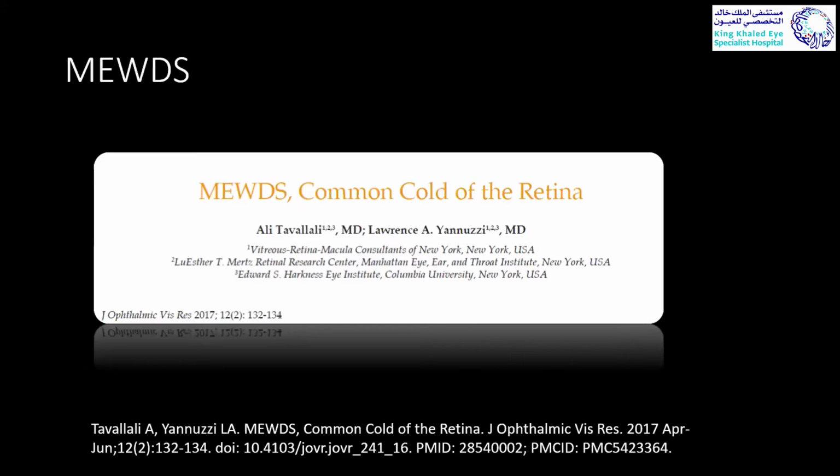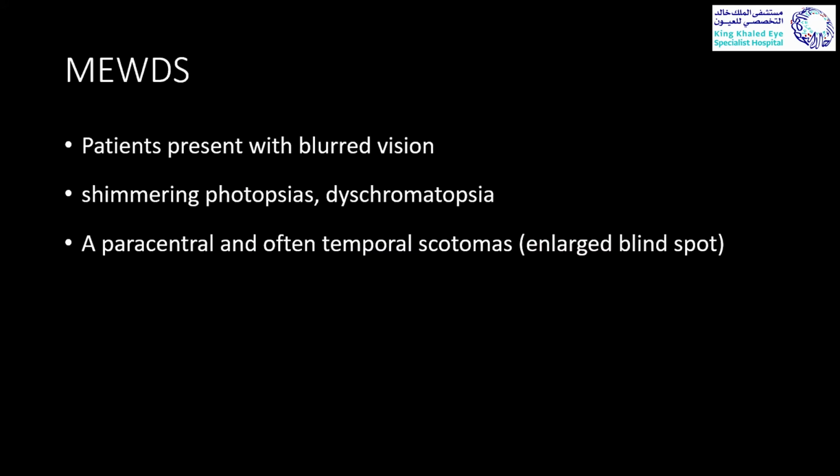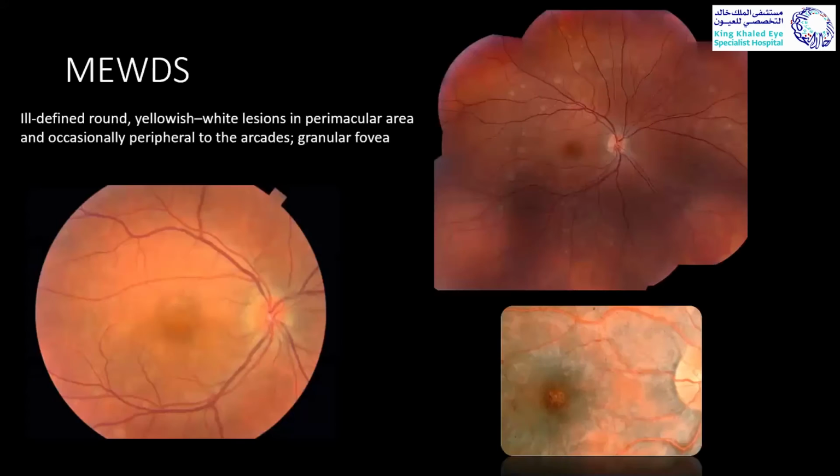He likes to call this disease the common cold of the retina, because there is a hypothesis that it happens after a viral infection, and the self-evolution of the disease commonly happens without any treatment. Usually those patients present with blurred vision, shimmering photopsias, dyschromatopsia, and paracentral scotoma, or enlargement of the blind spot.